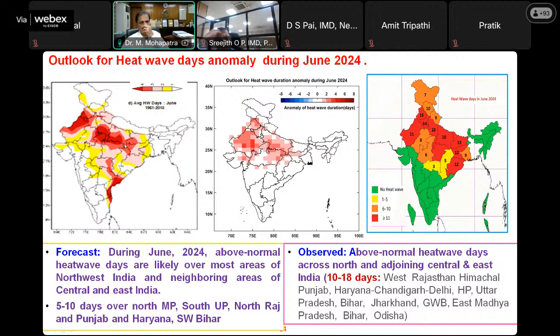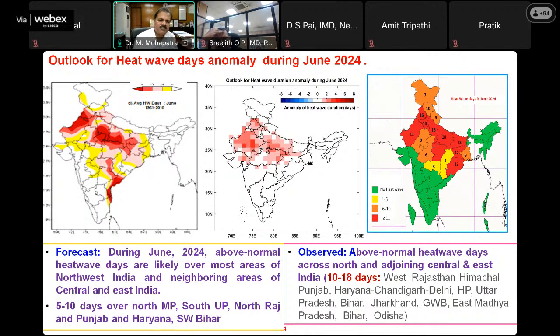As for the forecast, we issued the forecast on 27th of May, indicating that northwest India and adjoining eastern and central India will have heat wave conditions, and it will be above normal. This color is above normal. So we predicted that there will be above normal heat wave days over most areas of northwest India and neighboring areas of central and eastern India. And the right-hand side is the heat wave days for different meteorological divisions. You will find that the red one is usually the above normal condition, and that happened. So I would say that the heat wave condition in the month of June was quite reasonably predicted by our monthly forecast.